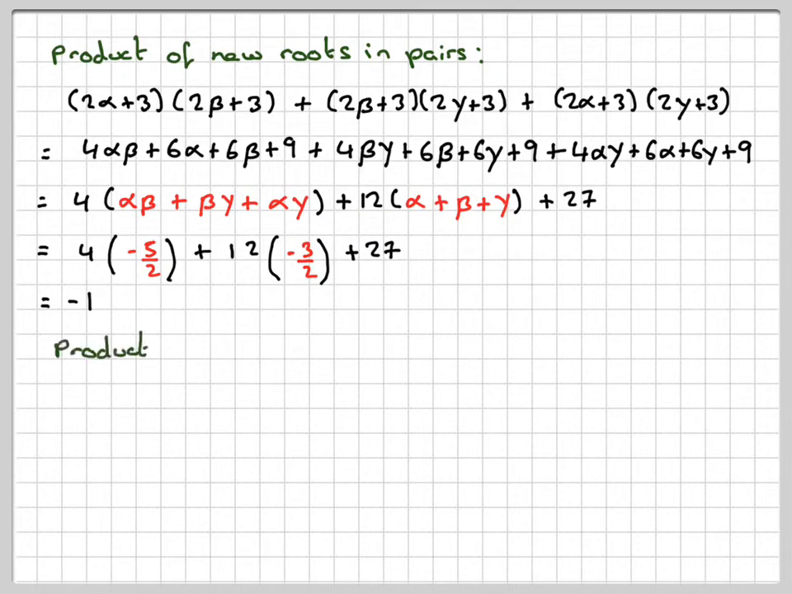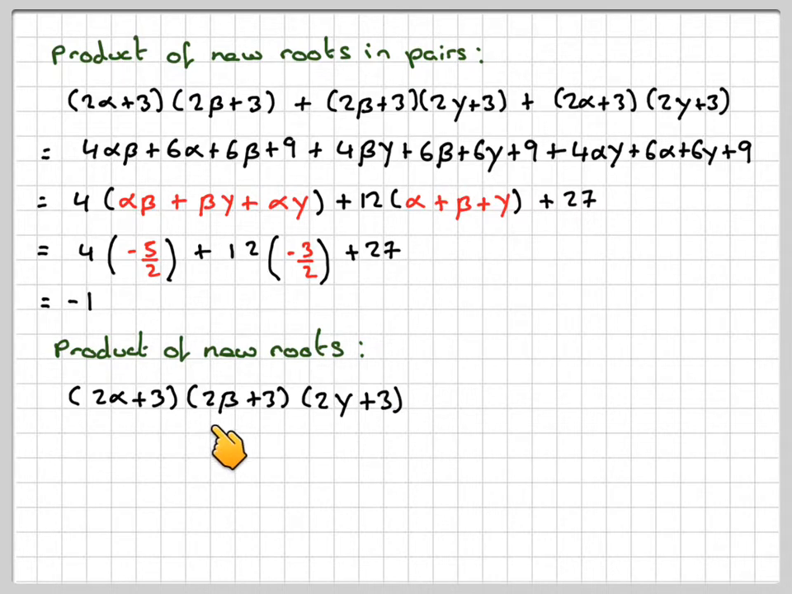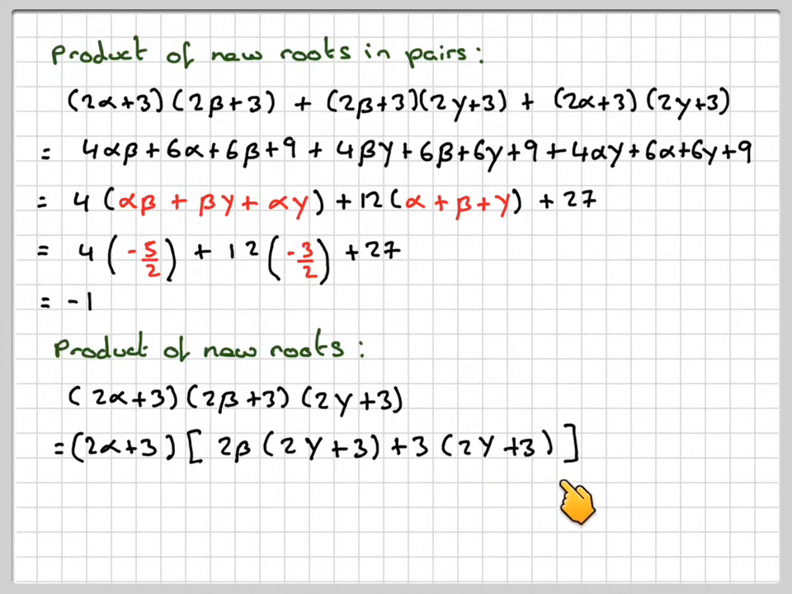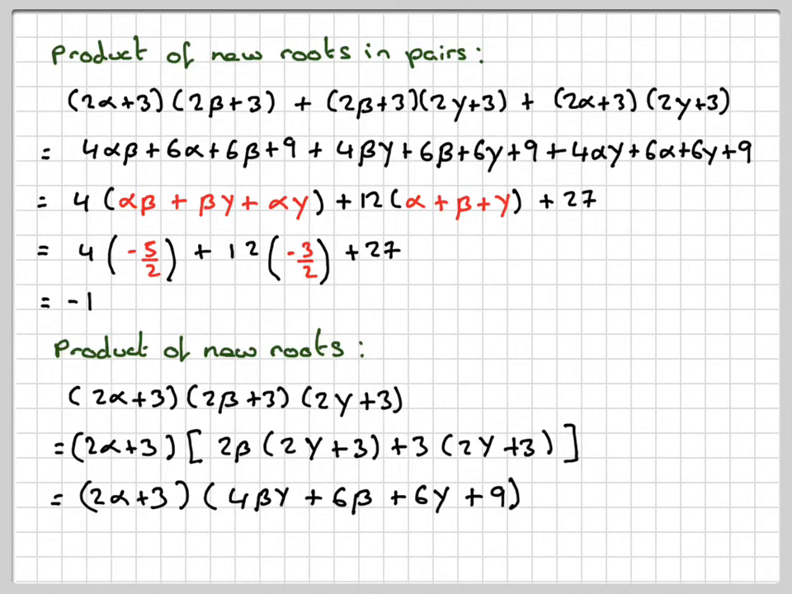The final case is where it gets a little bit difficult because you have to now multiply 3 brackets together. Right, so I'm going to keep that one and then multiply these two. So it's 2 alpha plus 3, and then I'm going to do 2 beta times 2 gamma plus 3, plus 3 times 2 gamma plus 3. You have to be very careful because it's very easy to make a mistake. So that's going to be 4 beta gamma plus 6 beta plus 6 gamma plus 9.